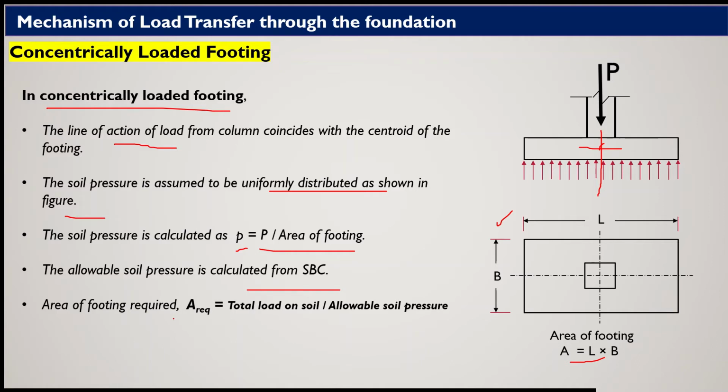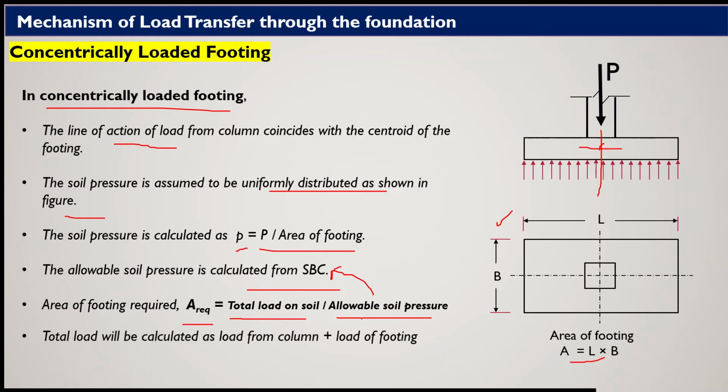Now the area of footing required, we can calculate how much area of the base of the footing is required. That will be the ratio of total load on soil divided by allowable soil pressure, as I have already told, the allowable bearing capacity of the soil. And total load will be calculated by the addition of load from the column plus self weight of the footing, that is the load of the footing.